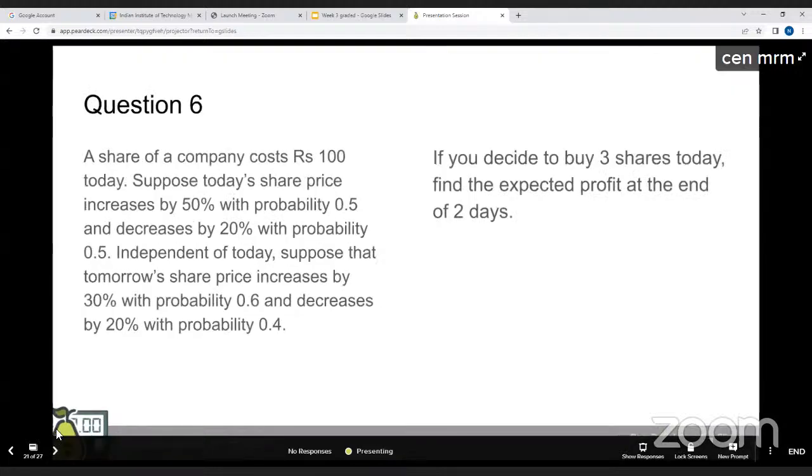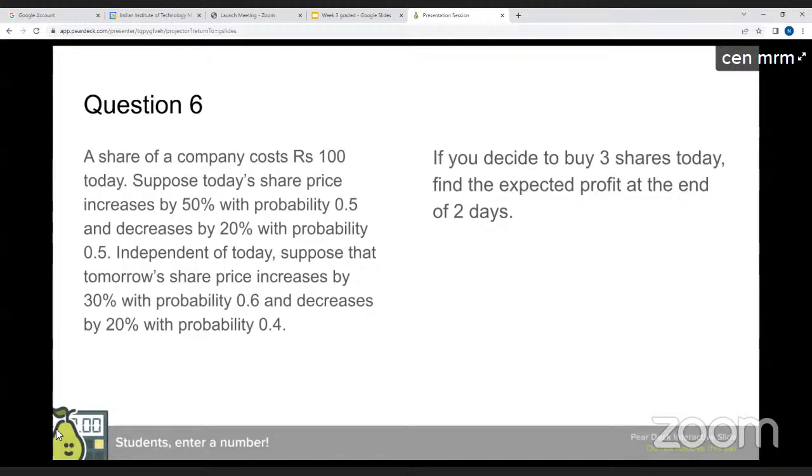So the next problem is, you have a share of a company that costs rupees 100 today. So let's say today the price per share of some company is 100 rupees. Now, today's share price increases by 50% with probability 0.5, and decreases by 20% with probability 0.5. Independent of today, suppose that tomorrow's share price increases by 30% with probability 0.6 and decreases by 20% with probability 0.4. So if you decide to buy 3 shares today, what should be your expected profit at the end of 2 days?